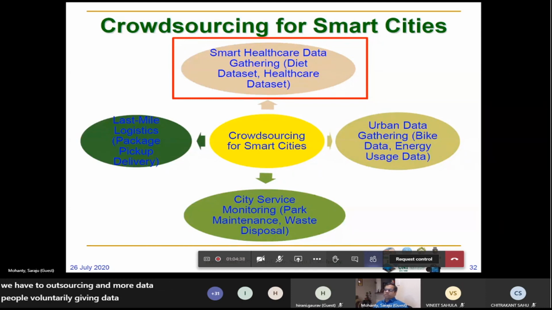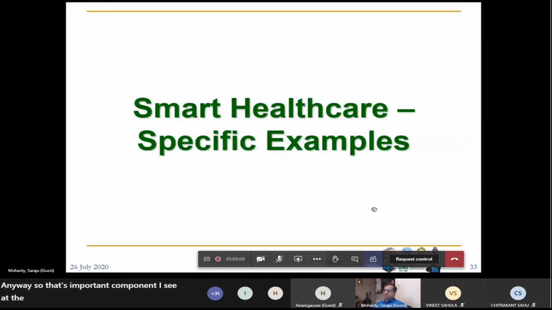For example, in the pandemic situation, to some extent we can think crowdsourcing is an important aspect. How is it? Suppose we want to monitor how many people are having COVID-19 infections. Crowdsourcing can also voluntarily allow people to give some sort of data, and then we keep track. That is essentially, to a certain extent, contact tracing, where the COVID-19 patients are. Anyway, that's the important component I see for the smart healthcare system.